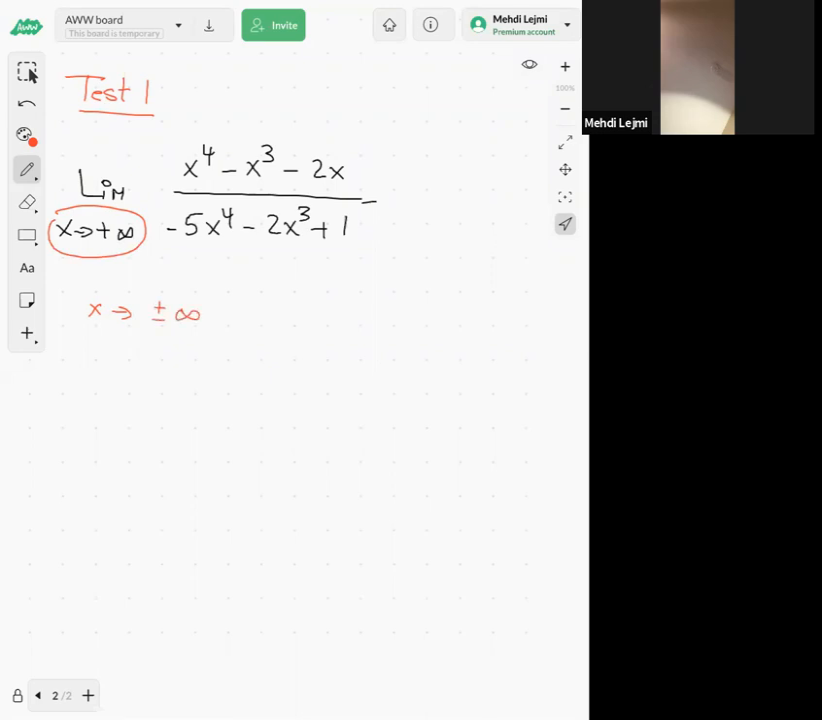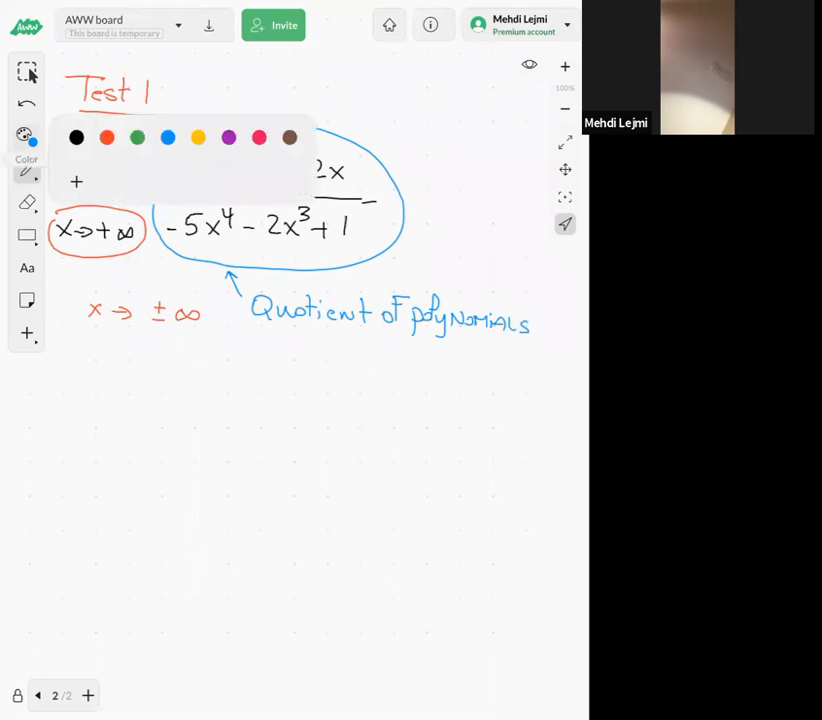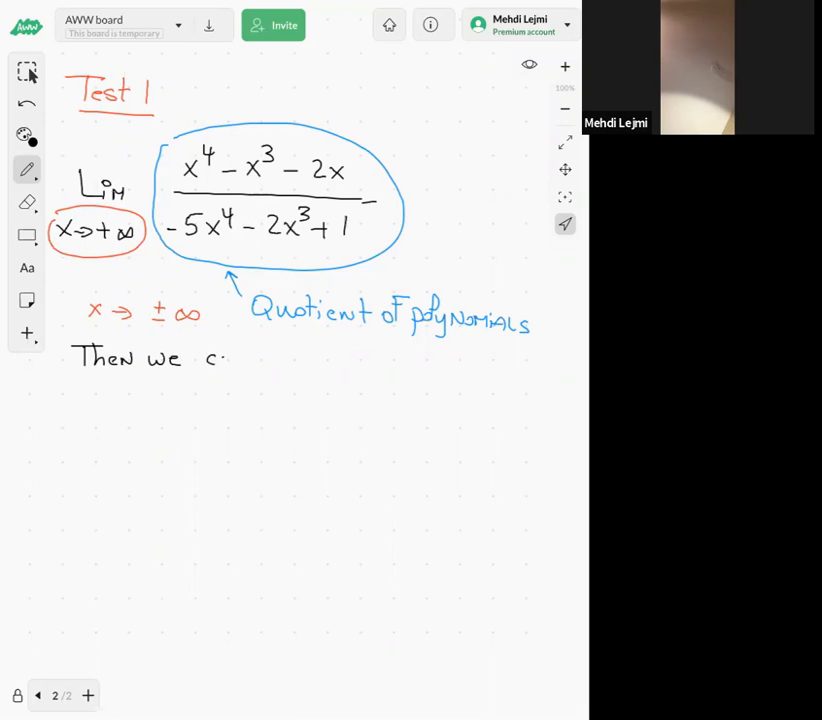If you have x going to infinity and you have some rational function, what I mean by rational function is a quotient of polynomials, right? Then actually, guys, all you have to do is apply the following rule. You have to compare the degrees of the two polynomials.